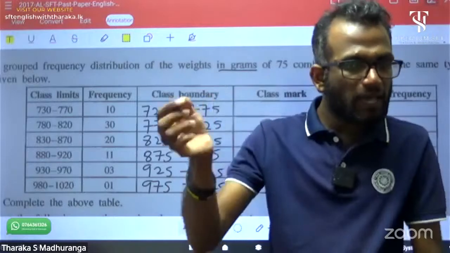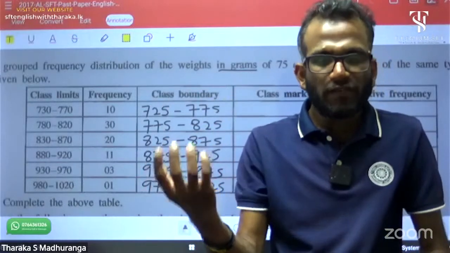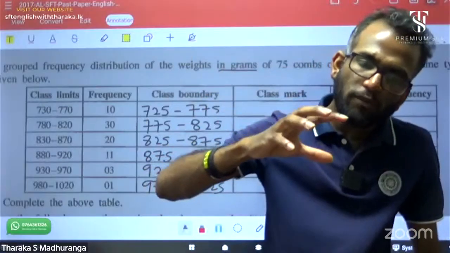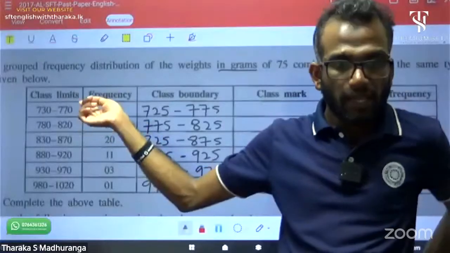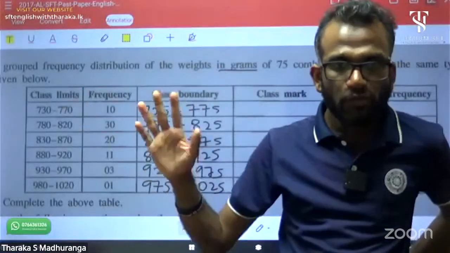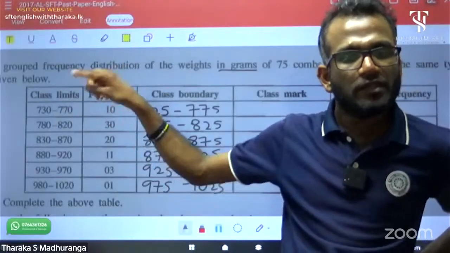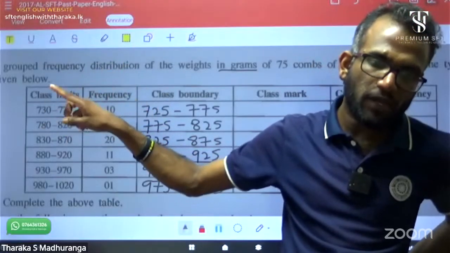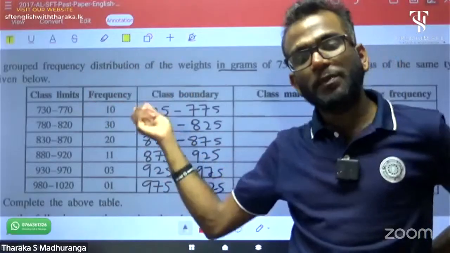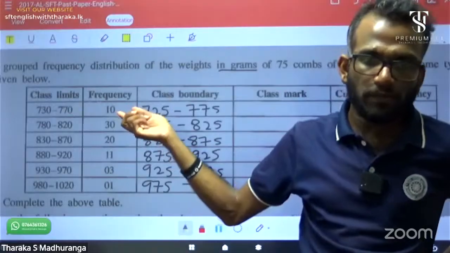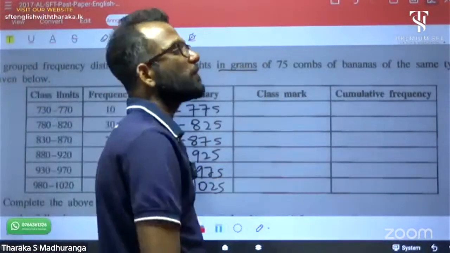Get the gap, divide by 2, then subtract this divided value from the lower boundary and add it to the upper boundary. Now the gap is 10, divided by 2 it is 5. Subtract from the lower limit and add to the upper limit. 730 subtract 5 is 725, and adding to the upper limit gives 775. Remember? Okay.